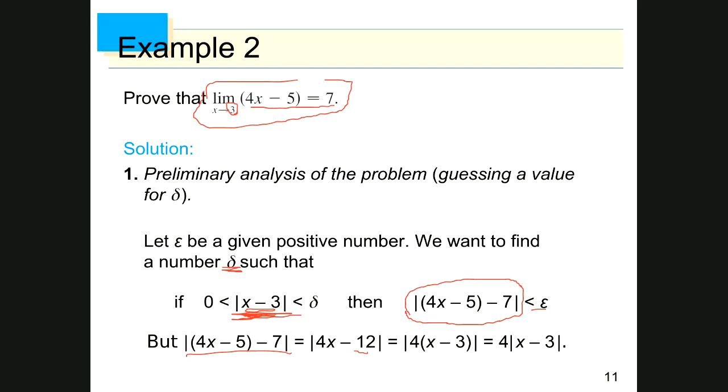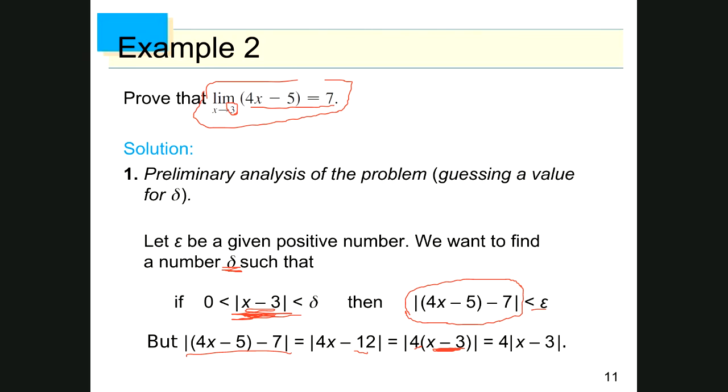And again, we don't see the x minus 3. We need to simplify a little further. If you factor out the 4, notice it, you start seeing x minus 3 appearing somewhere. And we typically want x minus 3. So you take out the 4 from the absolute value.